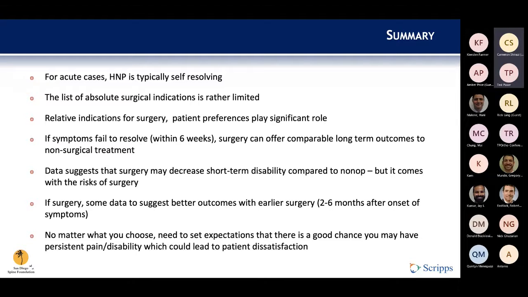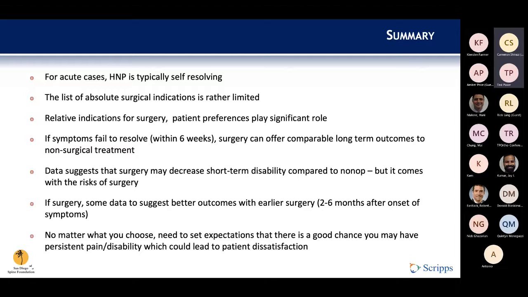Summary of some of the indications for acute cases. HNP is typically self-resolving, as was shown, going through all those studies. The list of absolute surgical indications is actually rather limited, with cauda equina and worsening neurologic decline being the two main ones. Relative indications for surgery, there's a lot of those, and patient preference should play a role in that, and that's why patient education is important, so they understand why and which treatment plan to pick. If symptoms fail to resolve within 6 weeks, surgery can offer comparable long-term outcomes to non-surgical treatment.